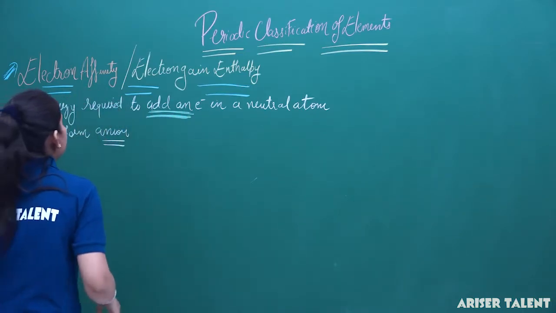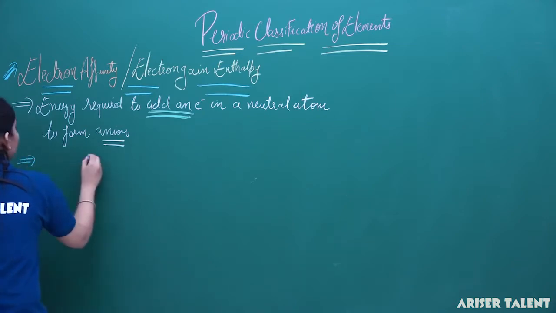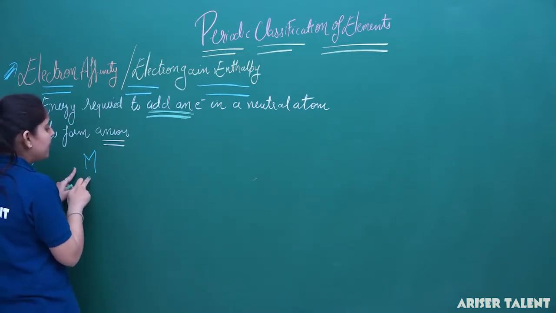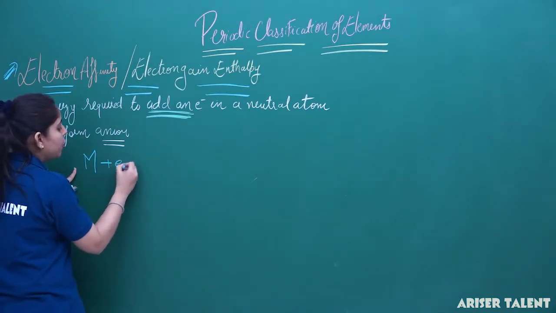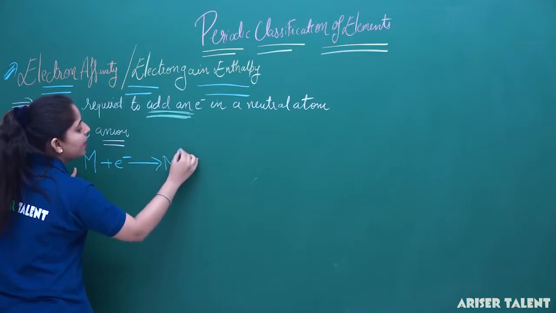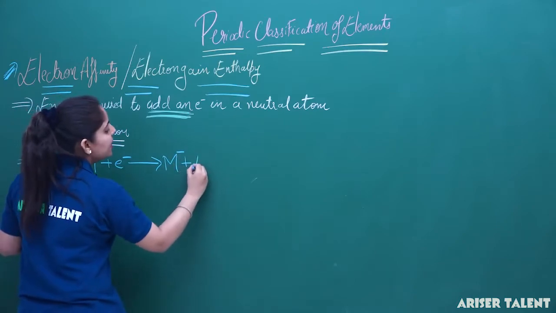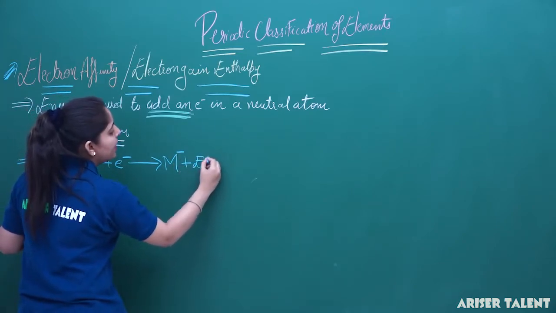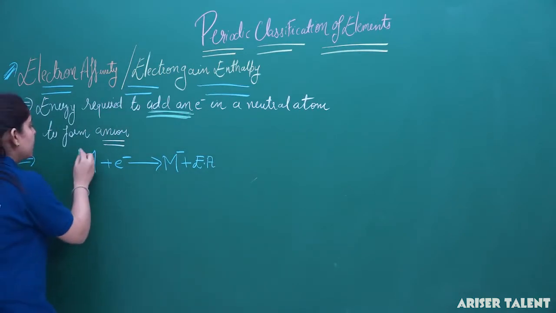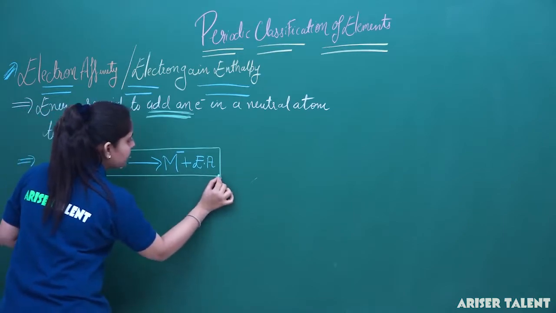So let's have a general look at this kind of energy. Suppose I have a metal M. Now in this metal we have to add one electron. If I am adding this electron, what am I getting here? I am getting this anion here, and energy is added. So we can see that this energy will be termed electron affinity or electron gain enthalpy. So this will be the general description for such a metal.